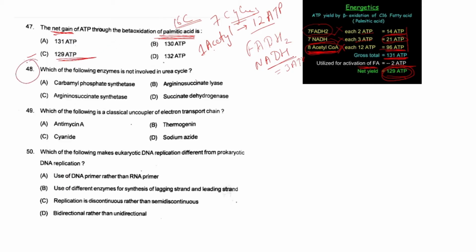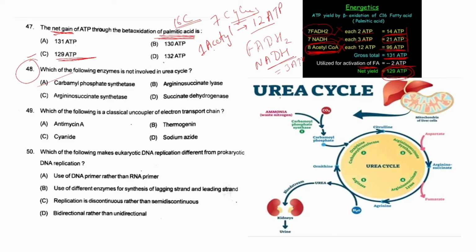Next, question number 48. Which of the following enzymes is not involved in urea cycle? If you remember the urea cycle, then this is the easiest question. Carbamyl phosphate synthase, yes, it is present in urea cycle. What else? Arginosuccinate lyase, yes, this is also present. Arginosuccinate synthase, this is also present. Succinate dehydrogenase, no, this is an enzyme present in Krebs cycle. So the question is asking not involved, so option number D will be the right answer. That is, succinate dehydrogenase enzyme is not present.